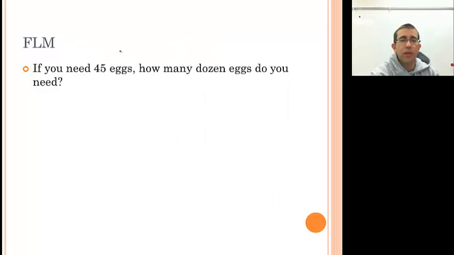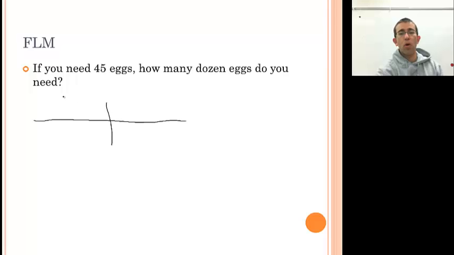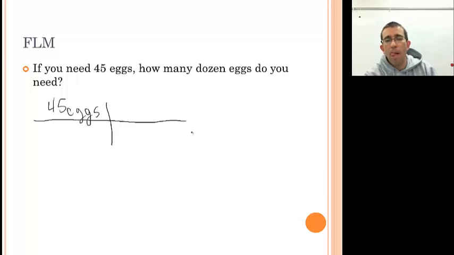Let's go to this next one. All right. If you need 45 eggs, how many dozen eggs do you need? Well, when you go to the store and you buy eggs, eggs come in dozens. So, first thing we need to do is set up our phlegm charts. Remember, what you start with goes here. What do we start with, or what are we given? We're given 45 eggs. So 45 eggs goes here.